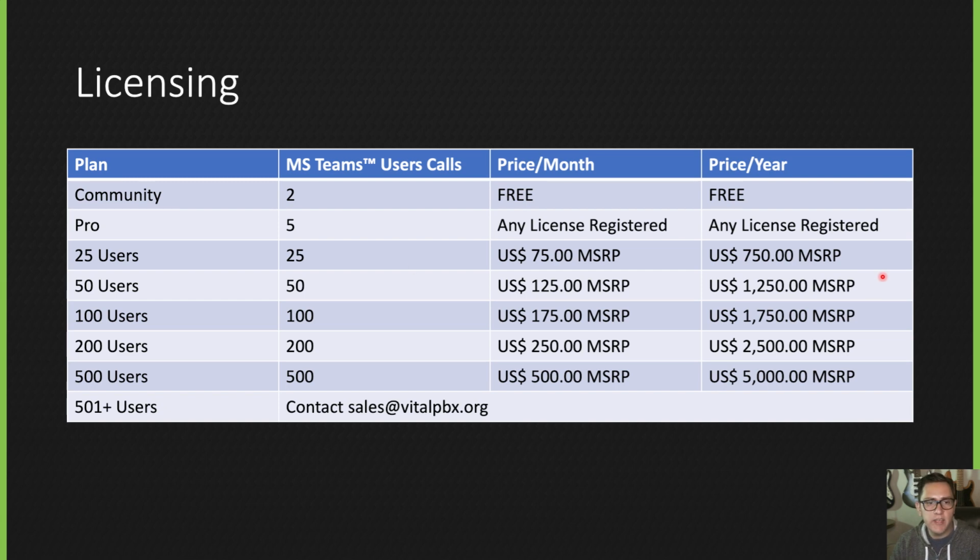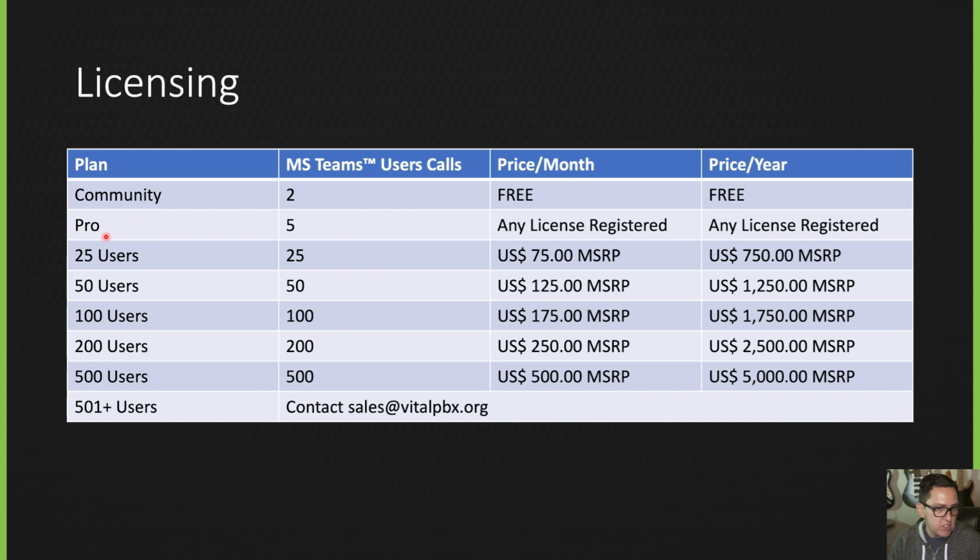with the community version, meaning VitalPBX without any license applied to it, you already get 2 Microsoft Teams user calls. So you can add 2 Microsoft Teams allowed numbers for free, no charges. So this way you can test everything out, and you can call your Microsoft Teams users and receive calls from them as well. So with the community version, you get 2 users. If you remember, we have to declare the allowed numbers. So this is how they correlate.